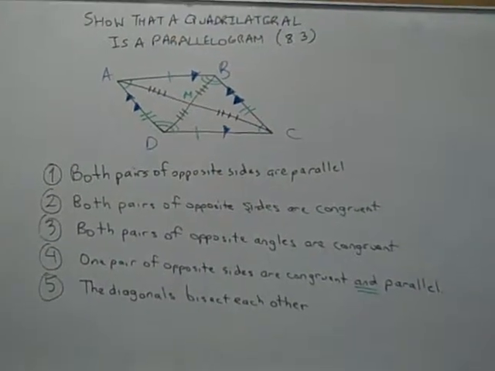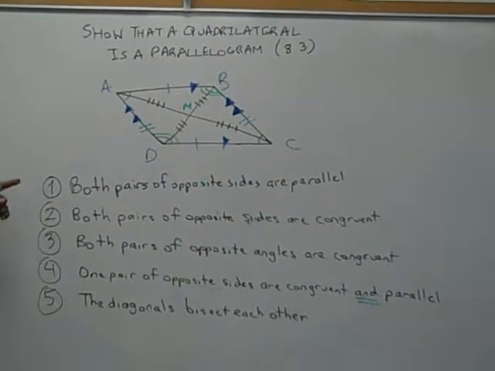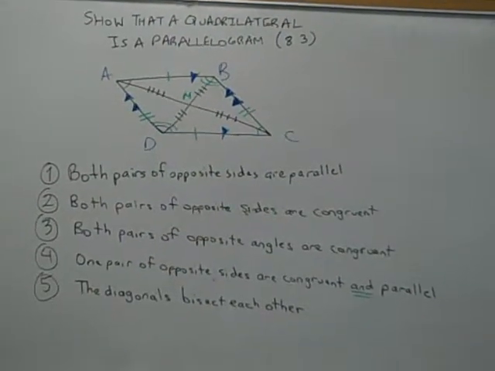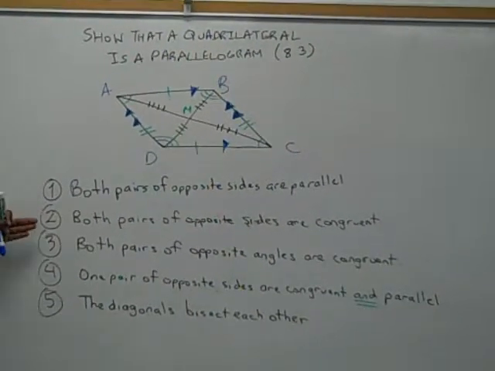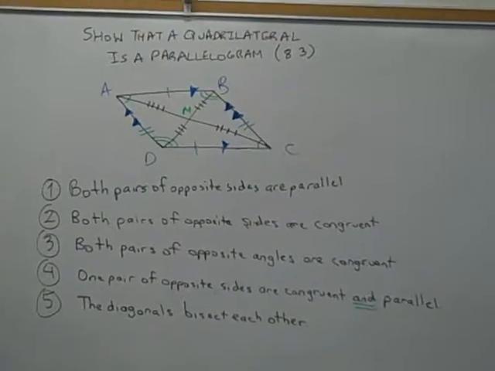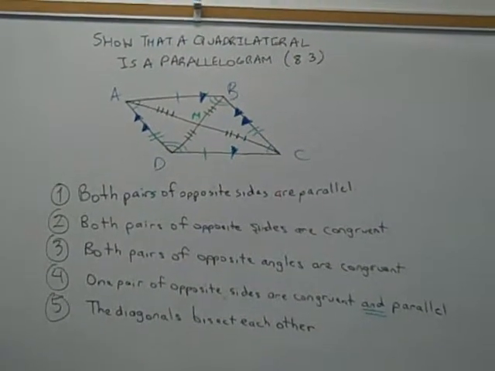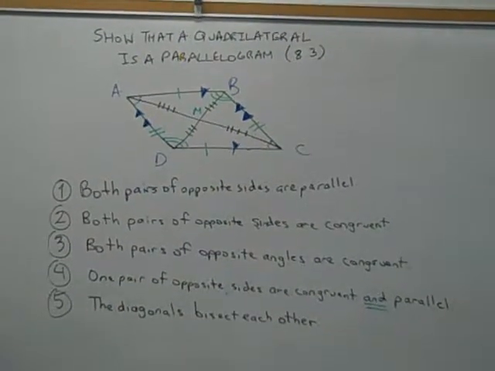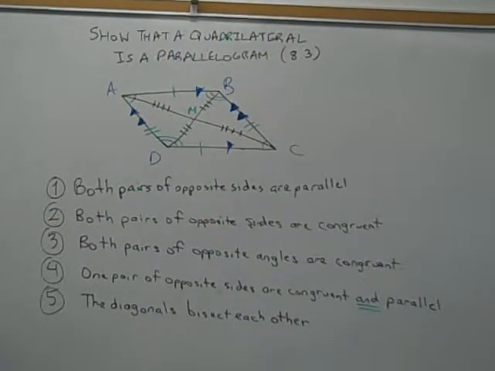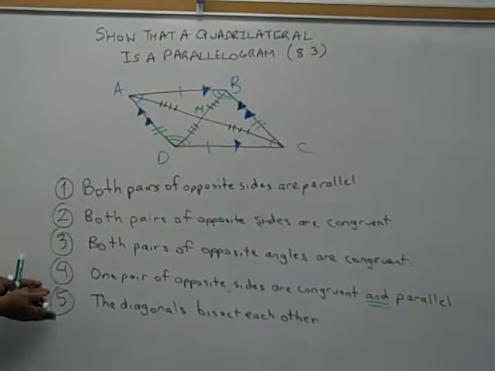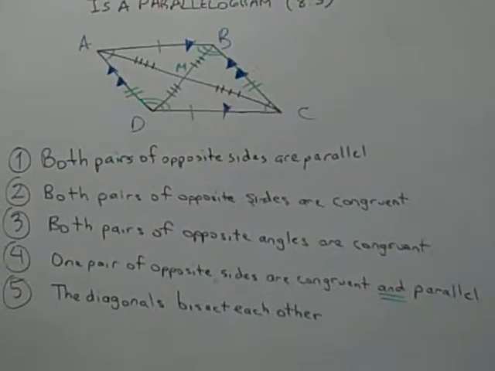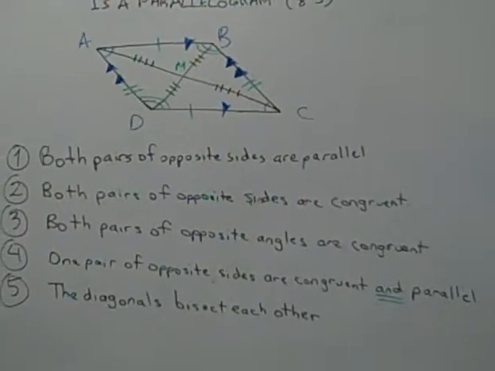All right? So if I can take any of these 5 ways and find a true statement out of it, then I've proven that the quadrilateral that's presented to me is a parallelogram. So what we're going to do in a moment is show you a problem where we can use maybe one of these or perhaps more of these to find the answer to that question. All right? So let's do that.